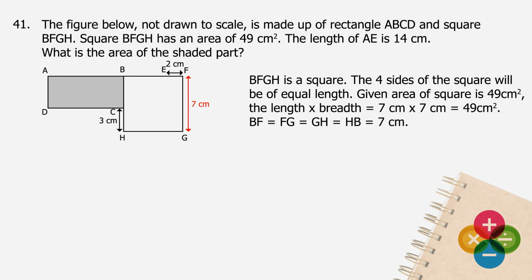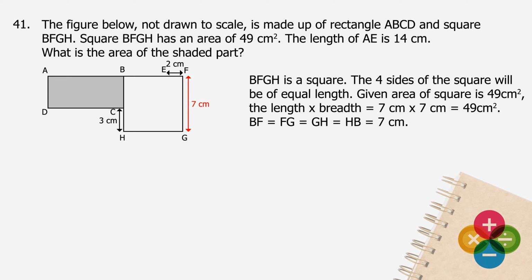The length BC will be, subtract BH from CH, which is, subtract 7 centimeters from 3 centimeters, and the difference is 4 centimeters. The length BE will be, subtract BF from EF, which is, subtract 7 centimeters from 2 centimeters, and the difference is 5 centimeters. The length AB will be, subtract AE from BE, which is, subtract 14 centimeters from 5 centimeters, and the difference is 9 centimeters.